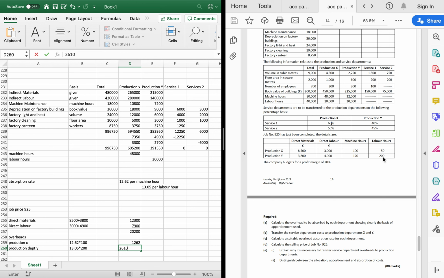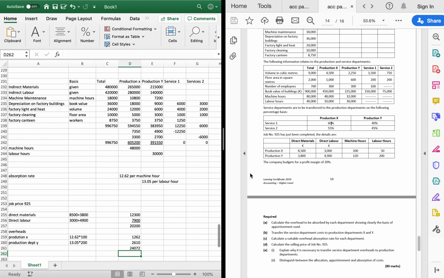Now, there's no fixed cost. Sometimes it'll also give a fixed cost for the job, or an administration cost that you might have to add in. There isn't in this case. So the job cost, or the overall production cost, is the overheads and the prime cost added together.